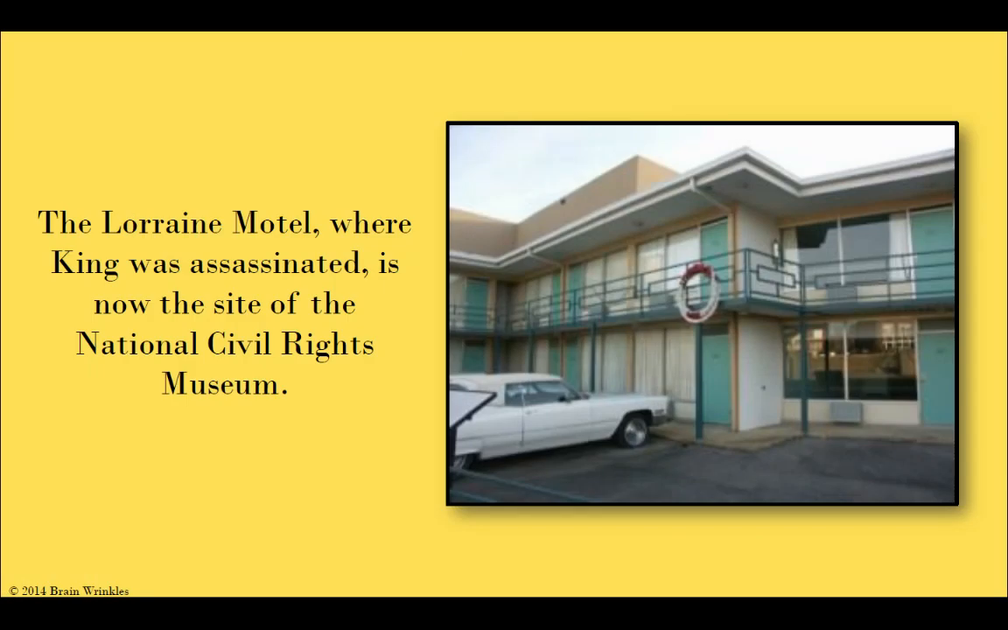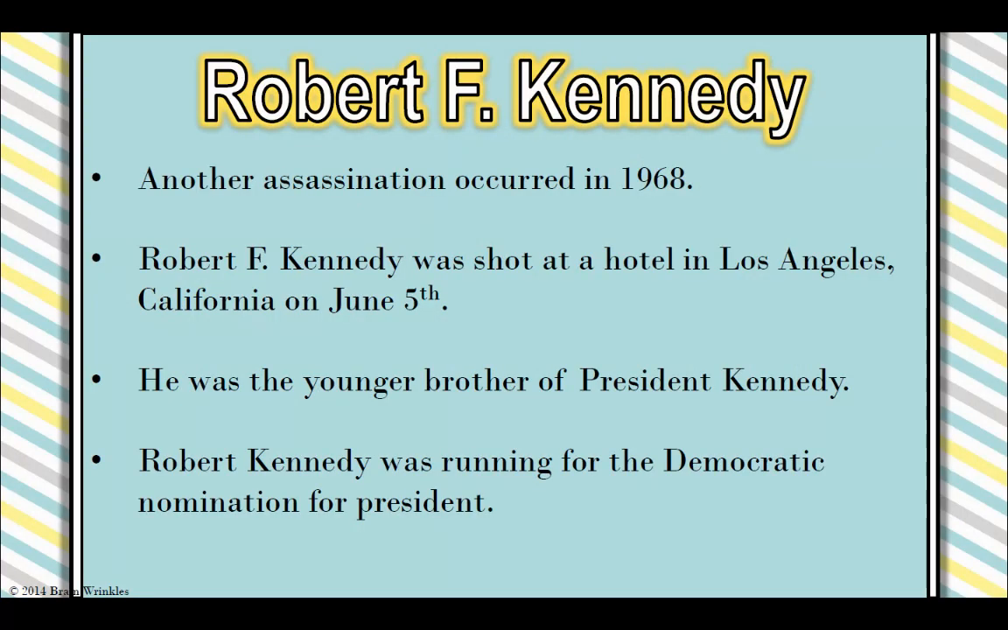In this photograph, the Lorraine Hotel, where King was assassinated, is now the site of the National Civil Rights Museum. Okay, so where this wreath is, right here, this is basically the balcony or the exact spot where Martin Luther King was standing and was then shot and killed.